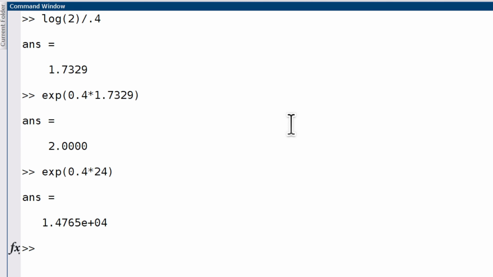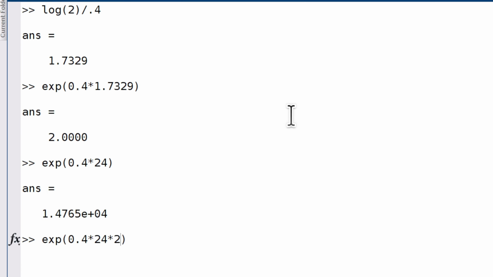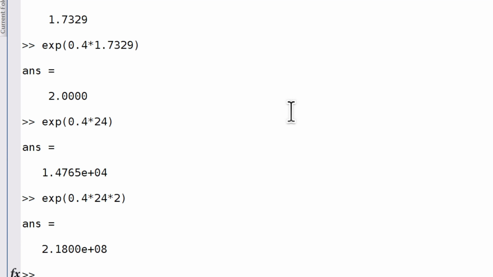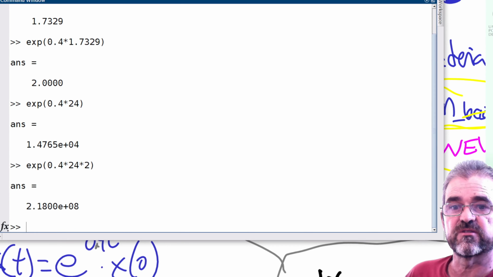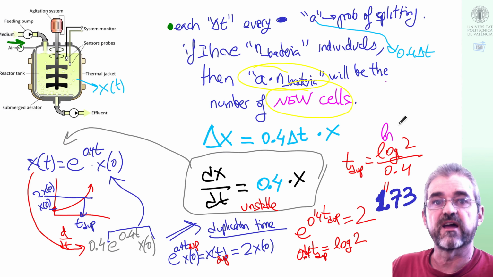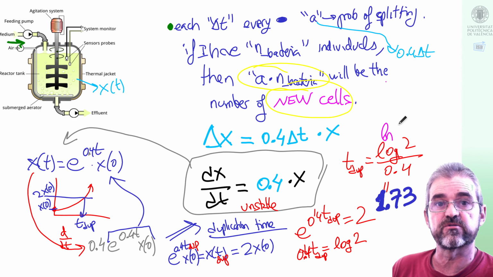So if I had 100 cells, then I will have 1.5 million. And if I put this thing to grow for 2 days, the population would multiply by 200 million. So 10 cells will grow in 2 days to more than 2 billion cells. So they will colonize, let's say, the milk and convert it into yogurt or whatever. So this is the duplication time associated to the exponential growth of unstable first-order systems.